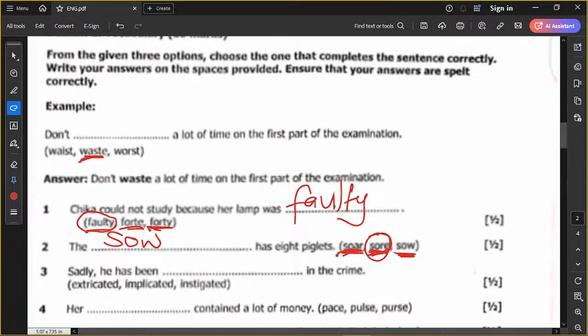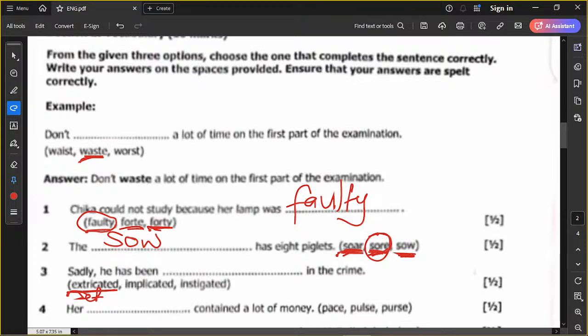Okay, we go to question 3. Question 3. Sadri, he has been dashed in the climb. Okay, so we have got these 3 words: extricated, implicated, instigated. Okay, so here extricated is setting you free. Okay, letting you free. Let me skip implicated.